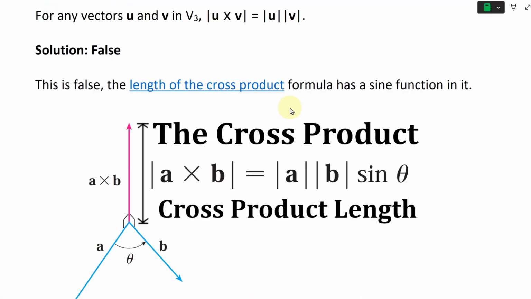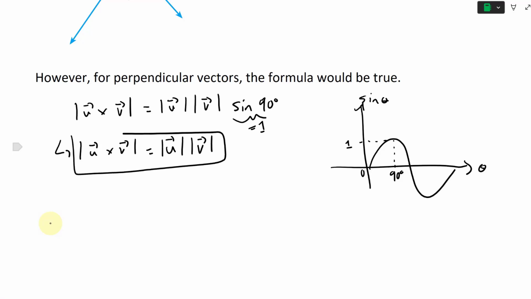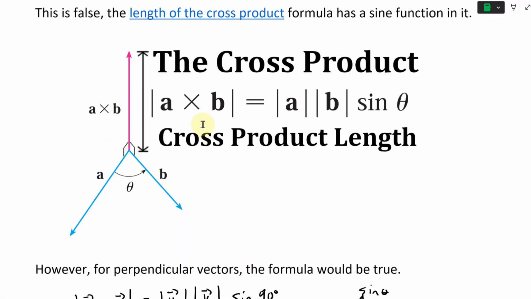So this would be true in this scenario right here, for the magnitude of u cross v. This is only if it's for perpendicular vectors, then that is true. But in general, this is false.